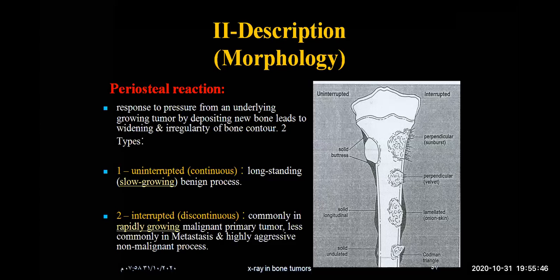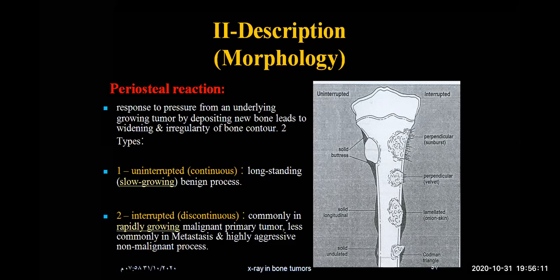The periosteal reaction, either continuous or interrupted. Continuous or interrupted. Okay, and this implies: is it an aggressive tumor, fast growing or slow growing?